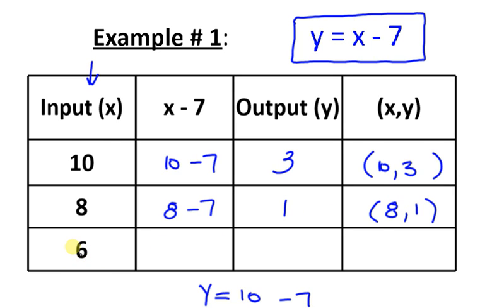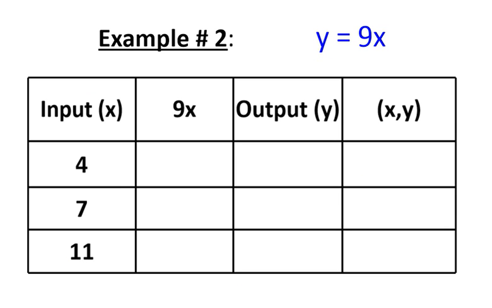Now for our next one, I want you to make that a 16. So it is 16 minus 7, because it's x minus 7, and our x is 16. 16 minus 7 is 11. So our x is 16, and our y is 11. And now your function table is complete.